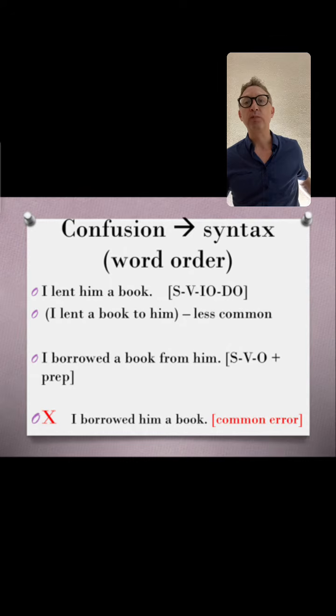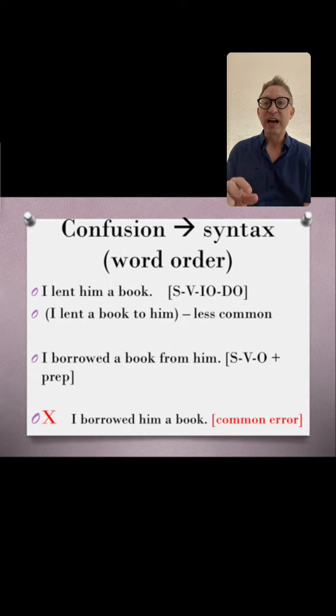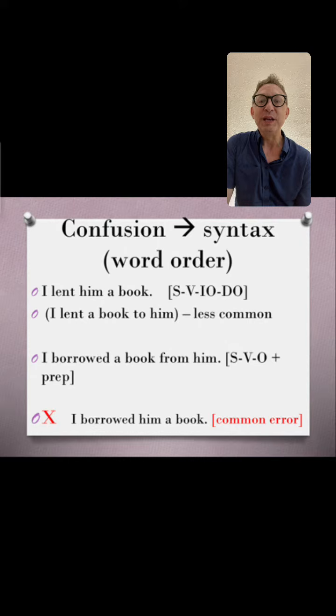All right. Borrowed. I borrowed from somebody else. I borrowed a book from him. Now, where's the problem? A lot of people say, I borrowed him a book. I lent him a book is how we say that. So this is the problem. I borrowed him a book is bad English. Don't do it. So how do we remember this?